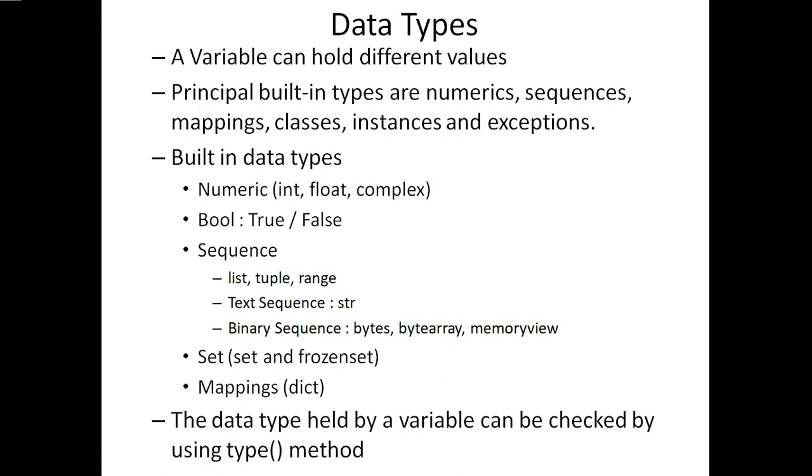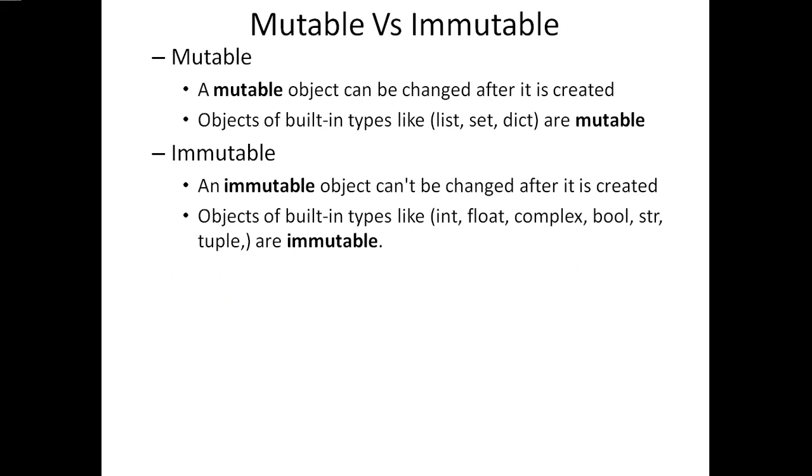We have also seen in the earlier session that the data type held by a particular variable can be checked by using the type method. With data types, we also have an important concept called mutable and immutable. A mutable object can be changed after it is created. That means the value for that particular variable can be changed after it is created. If we can do that, that particular object is called a mutable object.